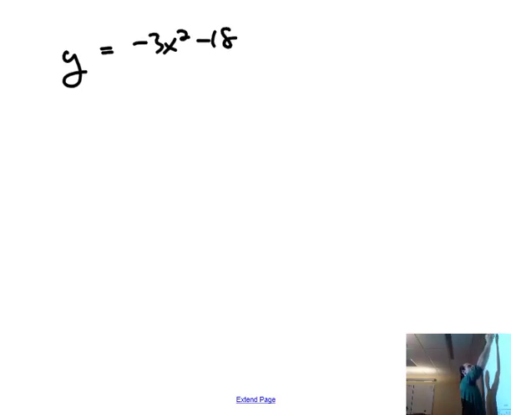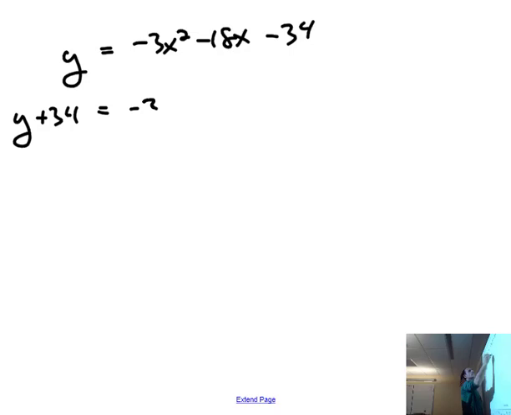Let's rewrite it and say, all right, y is equal to -3x squared, minus 18x, minus 34. Okay, so let's go ahead and move that 34 over on the other side. Is everybody okay with this? So far, so good? Okay, now I'm going to factor off the -3, not the GCF, the -3, because I need to make a perfect square trinomial.